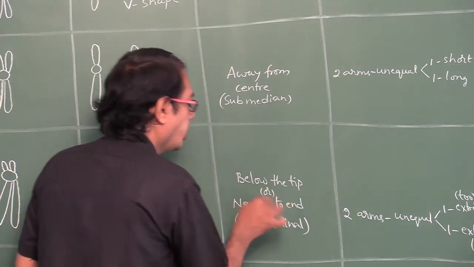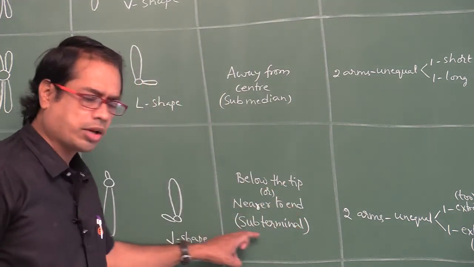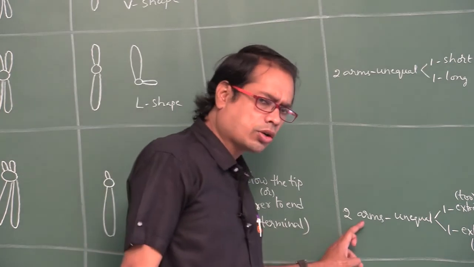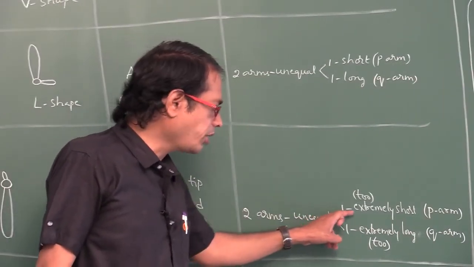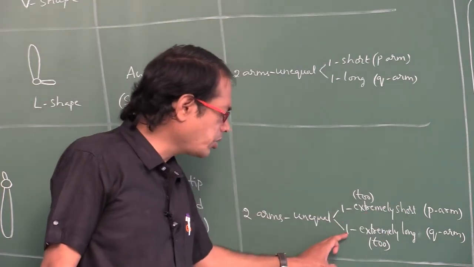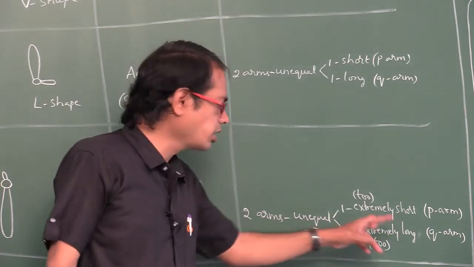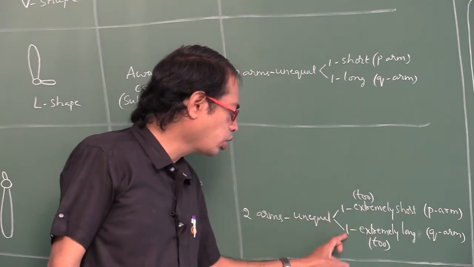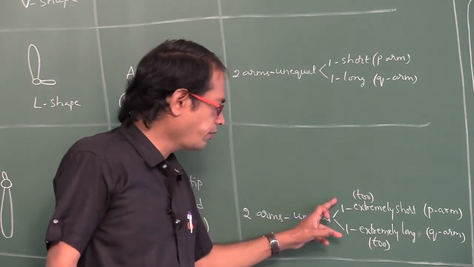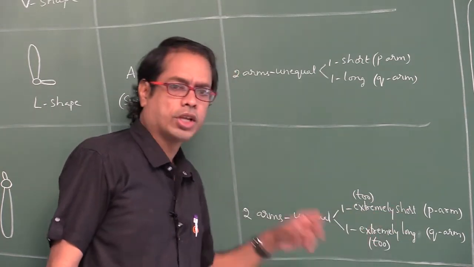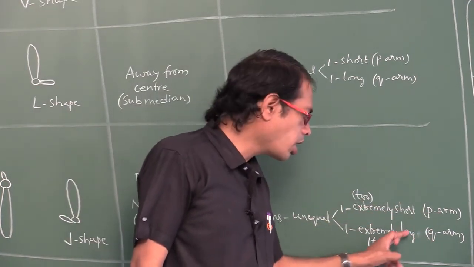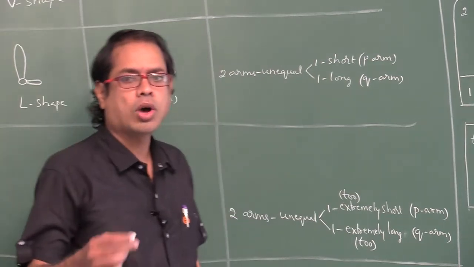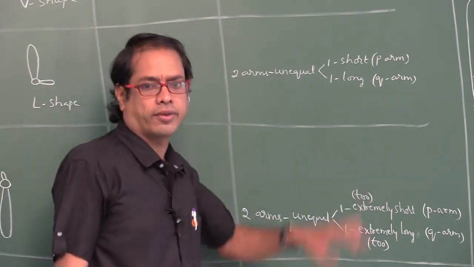Below the tip or nearer to the end, that is subterminal. Here also the two arms are unequal. Unequal means one arm is extremely short and another arm is extremely long, in other words very short, very long. The short arm is called the P arm and the long arm is considered the Q arm. That is the French language.